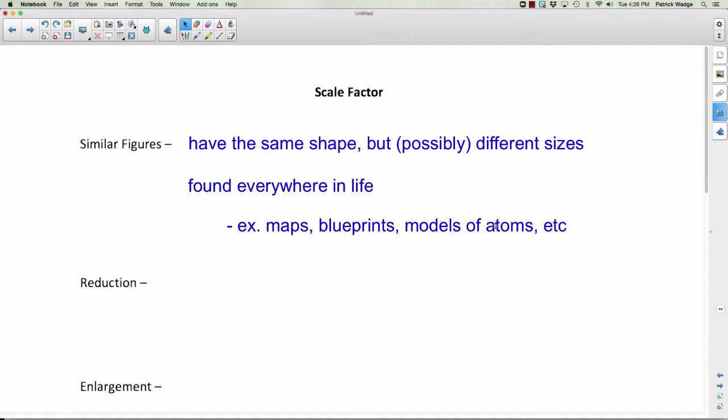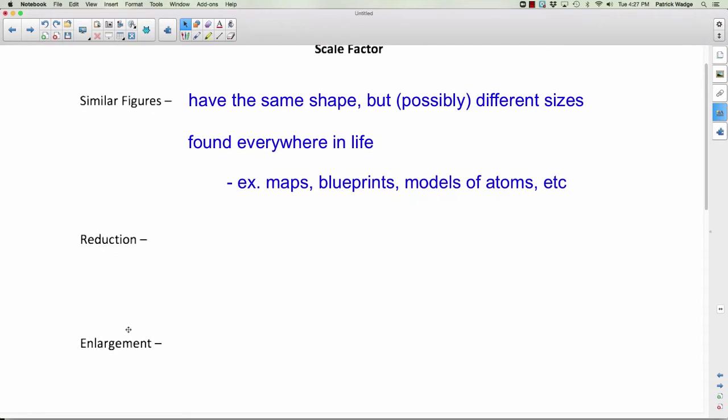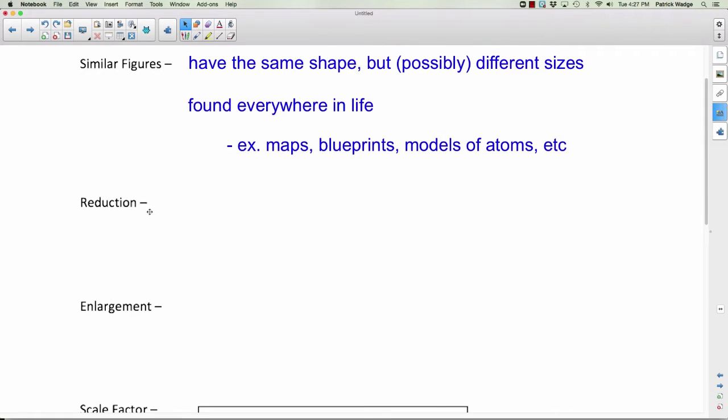When you make a model of an atom, it should be very accurately drawn to have the same shape as a real atom. But it's certainly not going to be the same size as an atom. You wouldn't be able to see it then. Okay, so this takes us to this idea of two types of similar figures, reductions and enlargements. And I bet you can figure out what those mean.